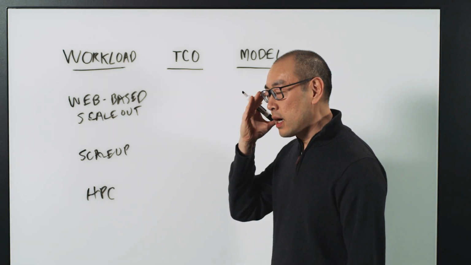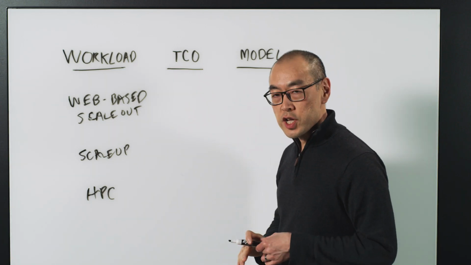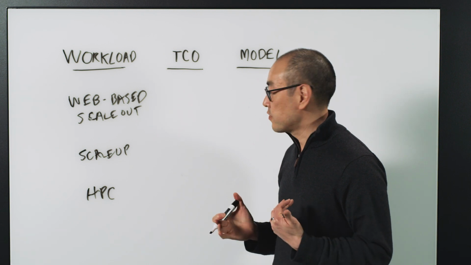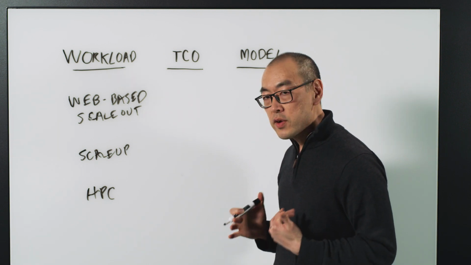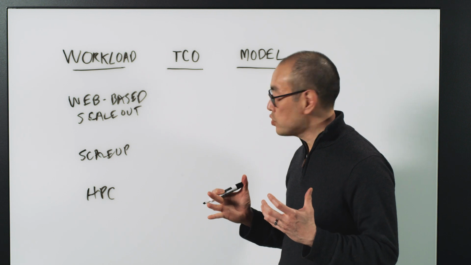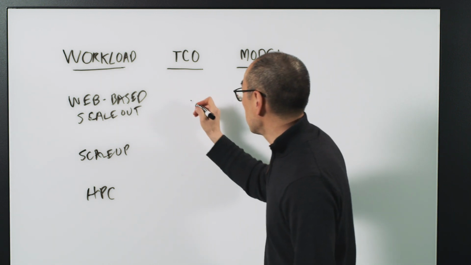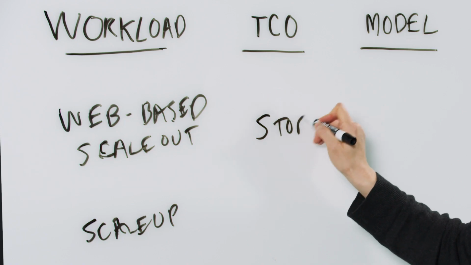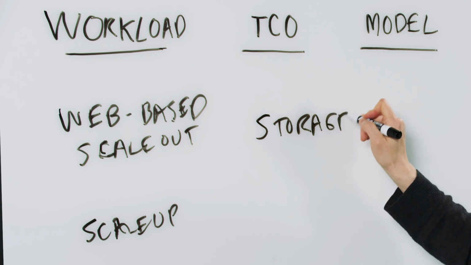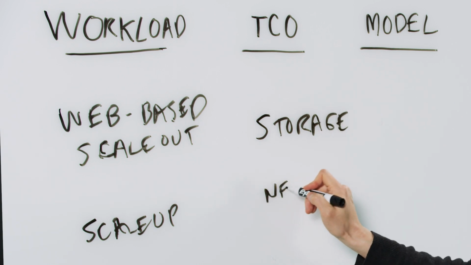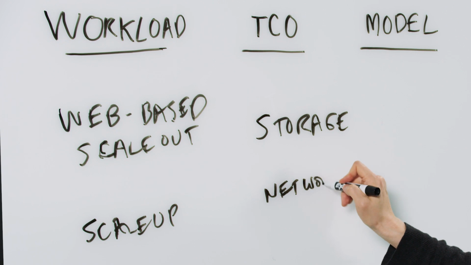TCO, if you notice, there hasn't been a lot of price change in the cloud over the last 5 years. And there are certain areas where there's still a huge disparity that's possible when it comes to cost. Two of those areas are storage and networking, particularly outbound bandwidth.